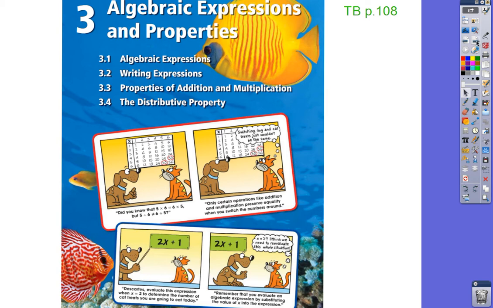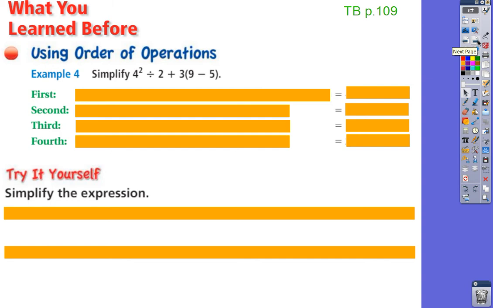Okay, before we begin Chapter 3, let's start with just a brief review of order of operations, because on the problems that we're doing in this unit, you will need to be able to apply order of operations. So let's take a look at our numeric expression here. 4 squared divided by 2 plus 3 parentheses 9 minus 5.